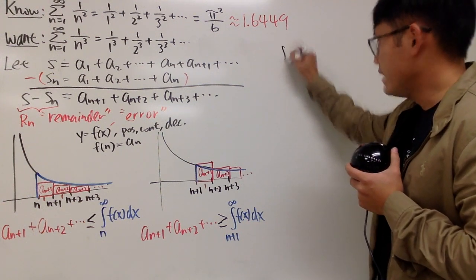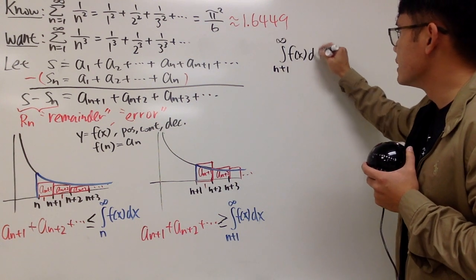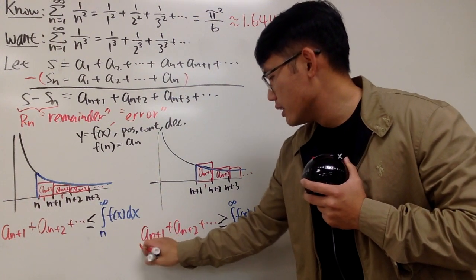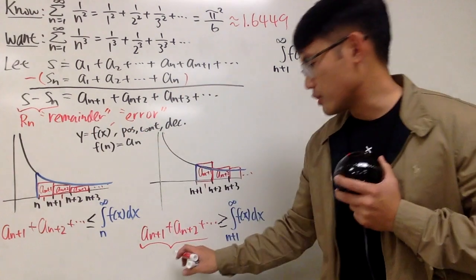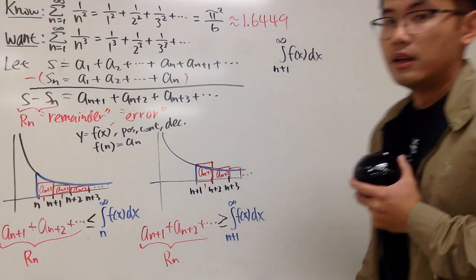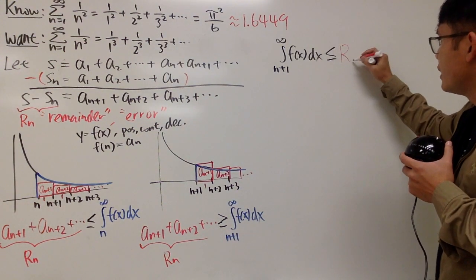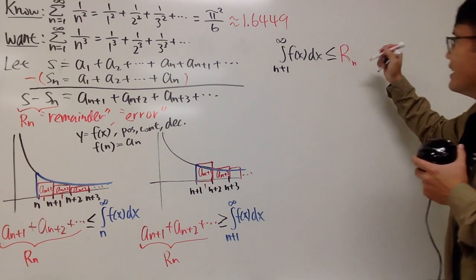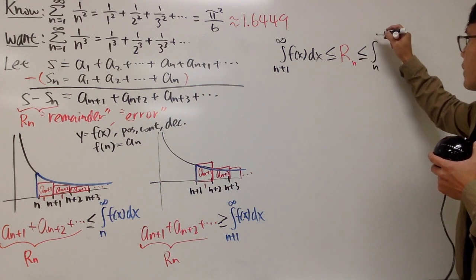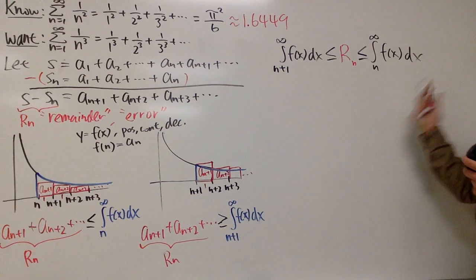So we have the integral from n plus 1 to infinity of the function f of x dx. This right here, which is the middle, and notice this right here, we call that Rn. So I will just put this down as Rn. So Rn is in between of these two integrals. So Rn here, and I will put down this right here, the integral from n to infinity of f of x dx, like this.